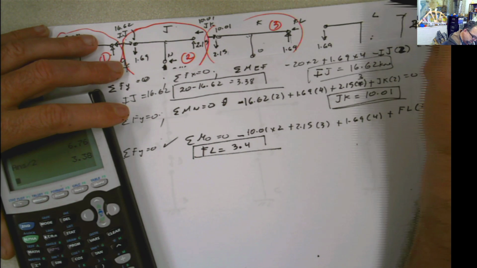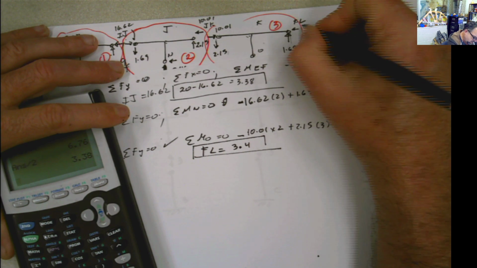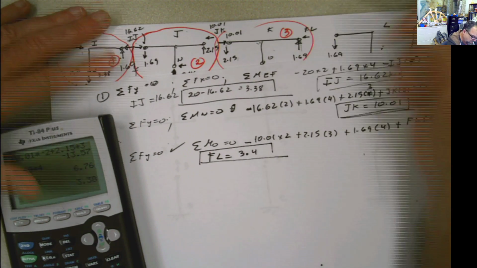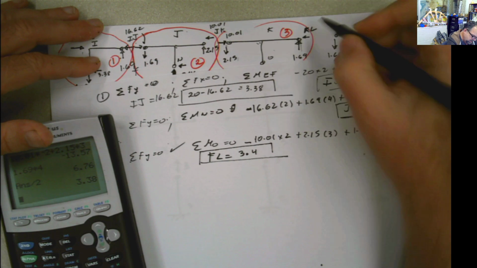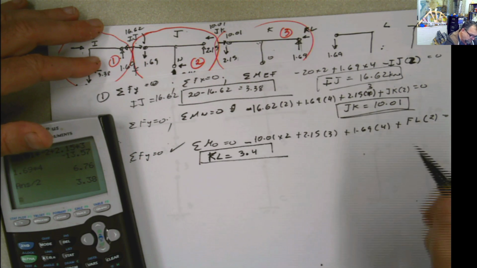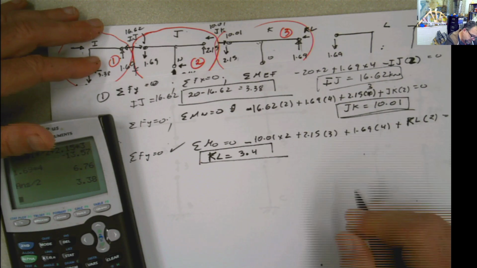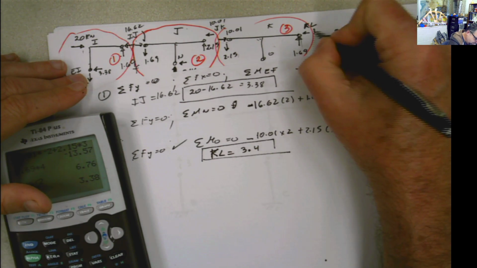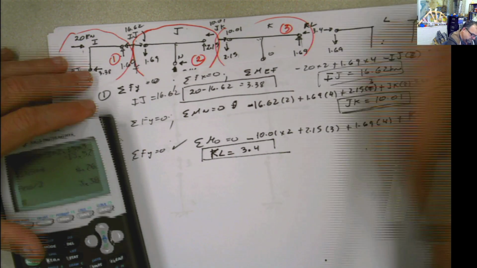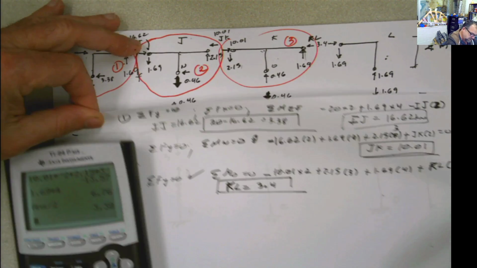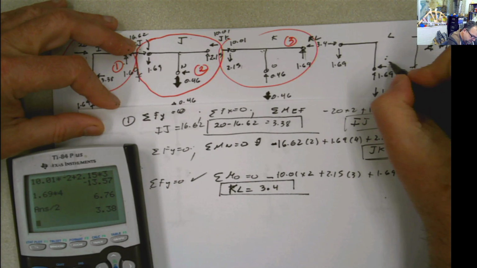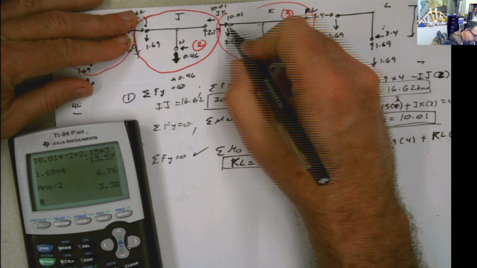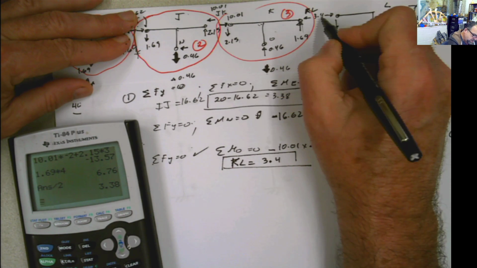What else? This value here is, what do you call it? You see what happened? I don't even understand my own penmanship. KL. And then somebody says, oh, do you mean KL? Yes, that's what I meant, KL. 3.4, which is the same value here, which now we can use to calculate the value here because this is 10.01 and this is 3.4.